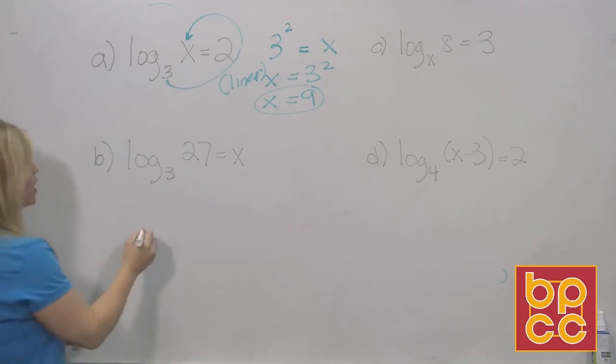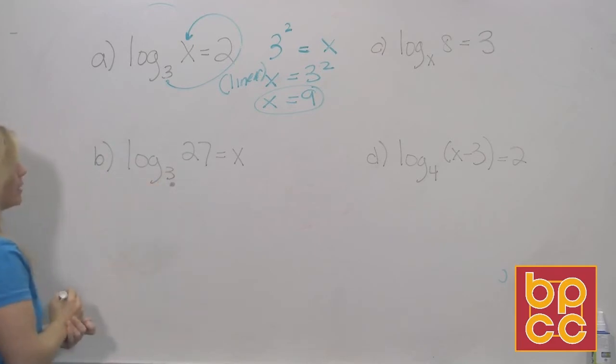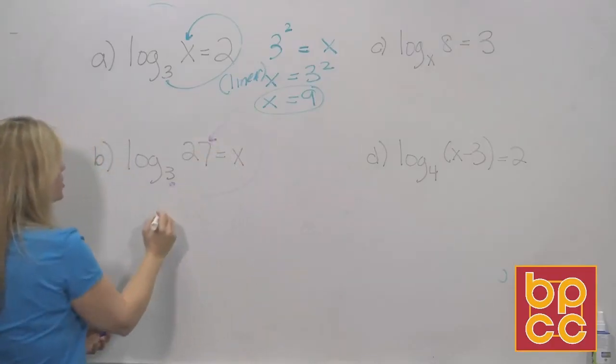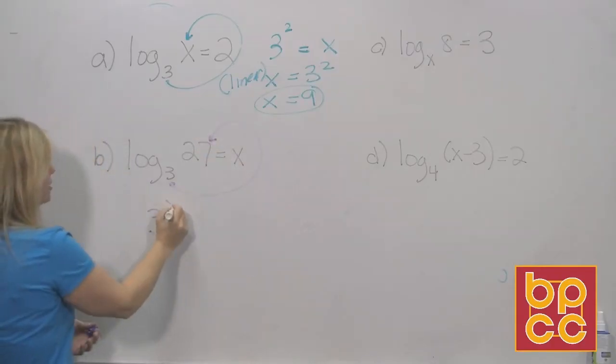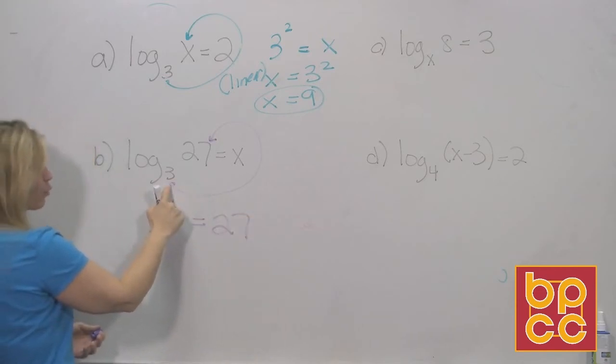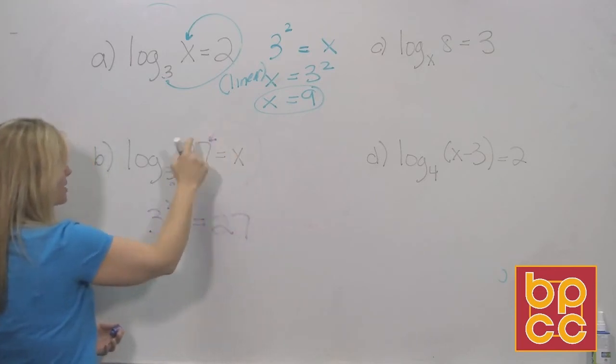I don't want a log equation. Put your finger on the base, 3. Go towards the equals. That would be to the right. So this is going to become 3 to the x equals 27. Watch my finger. 3 to the x equals 27.